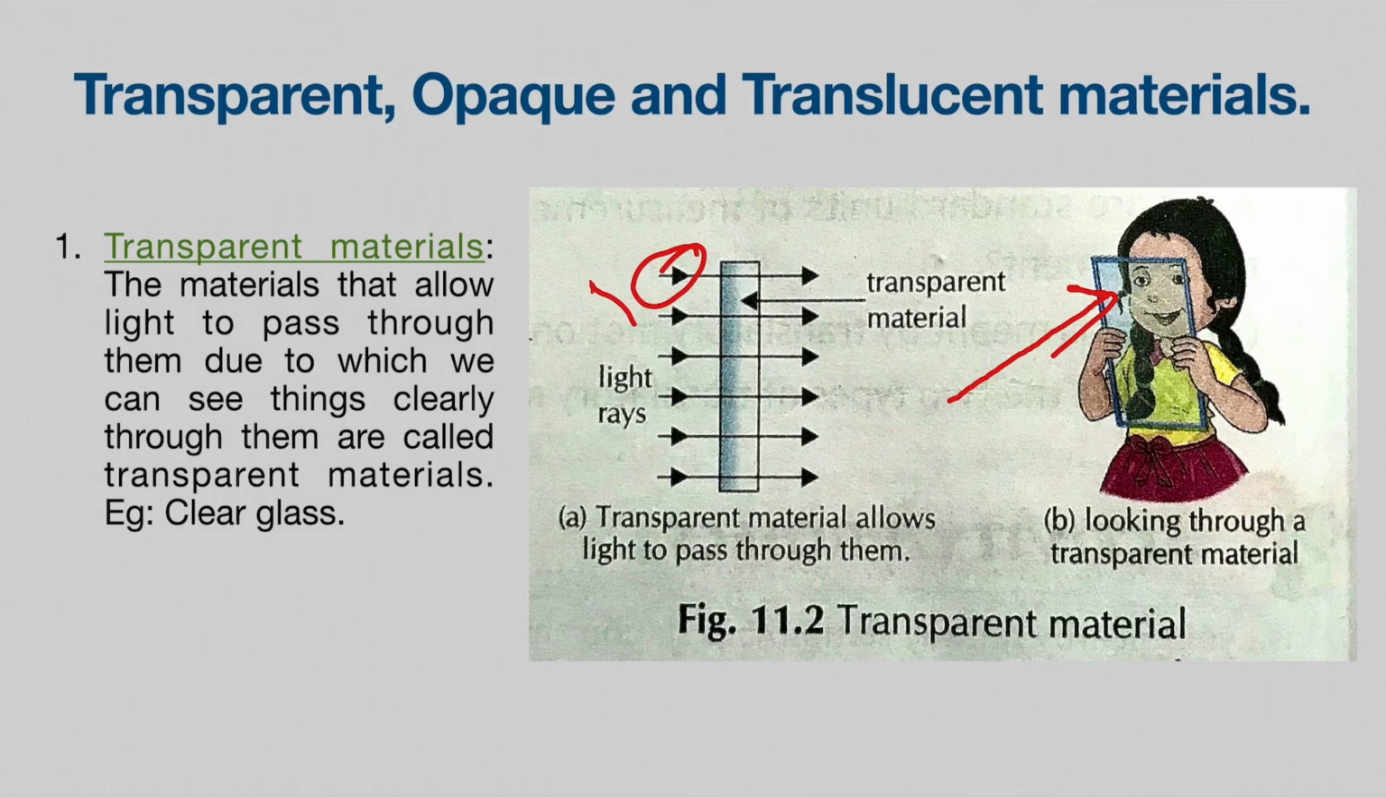If all these light rays don't pass through this material, what will happen? We won't be able to see her face. So transparent materials are those materials that allow light to pass through them, due to which we can see things clearly through them.